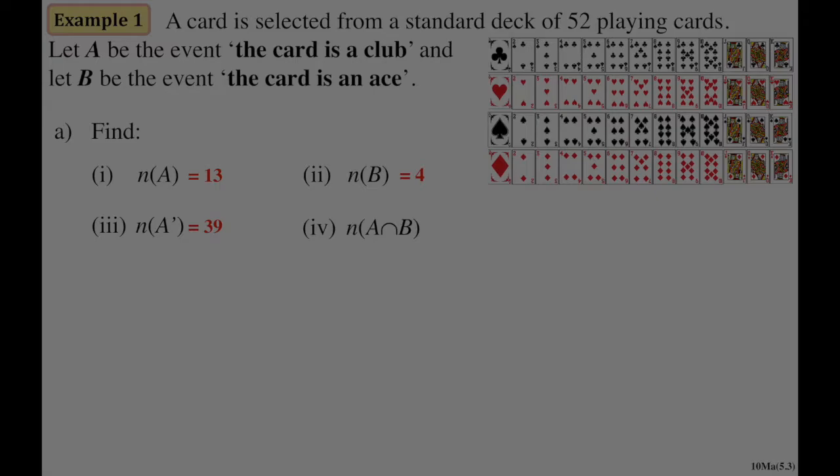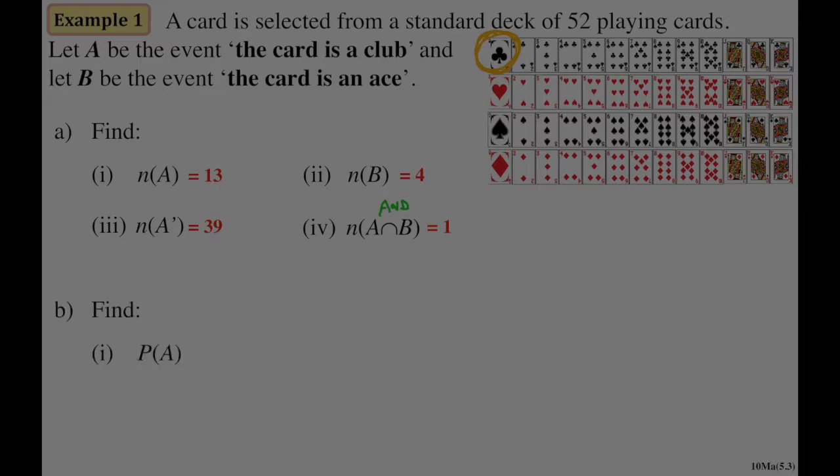The next one says, find the number of cards that are in Group A and B. Remember that symbol means and. So they're in Group A and they're in Group B. So they are clubs and they are aces. Well, there is only one card that is a club that is also an ace, and that's the ace of clubs. So there's only one card that is in that category.